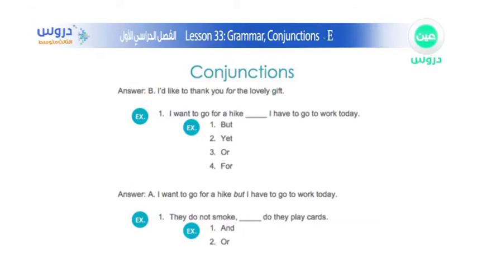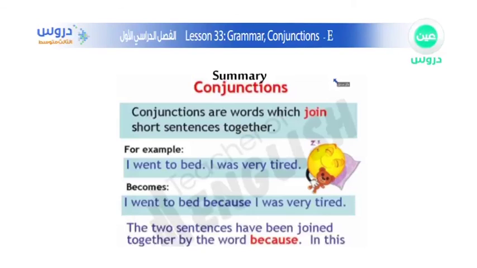Okay. Thank you. This is the summary. Conjunctions. Conjunctions are words which join short sentences together. So conjunctions, what do? They join short sentences together. For example, I went to bed. I was very tired.